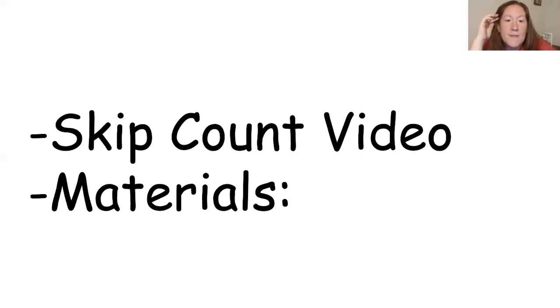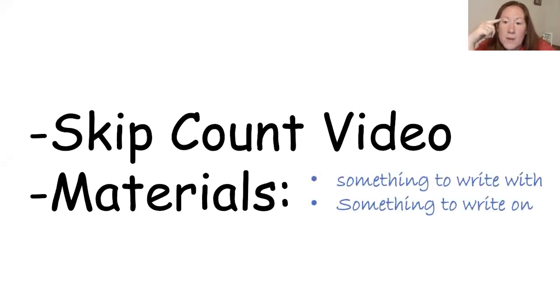So you should have done your skip count video today for review, and the materials you're going to need to pause and go get is something to write with and something to write on. So it can be a whiteboard, it can be a piece of paper, it can be markers, crayons, colored pencils, pencils. I prefer pencil because I can erase, because I'm not perfect and I sometimes make mistakes, and that's okay. Go ahead and pause me.